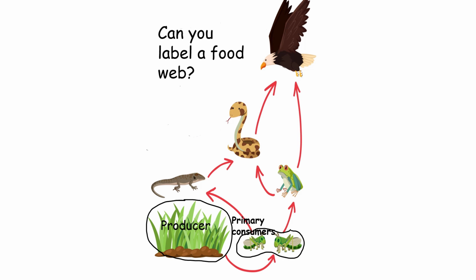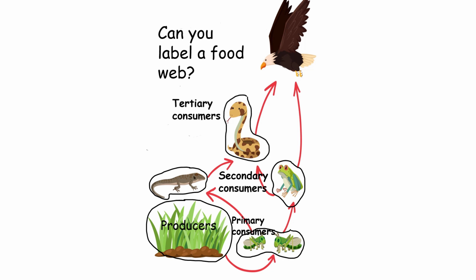Then we have the frog and the lizard or the salamander. And these two organisms are secondary consumers as they eat the herbivores, the primary consumers. Then we have the third consumer called the tertiary consumer. And here in this food web, it's a snake and it feeds on the frogs and the salamanders. And then we have the bird above them.